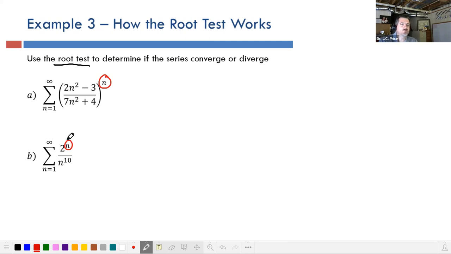So basically the rule is if you have a geometric thing or a factorial thing in your series, you probably want to do a ratio test on it.